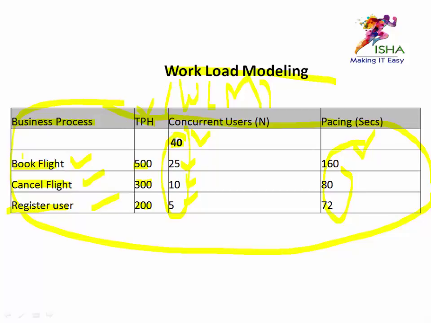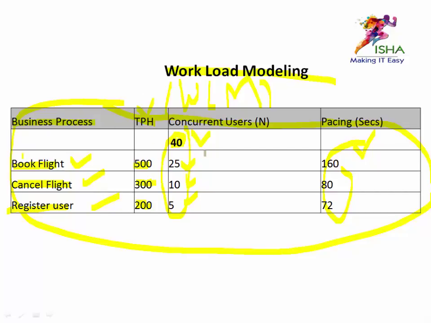Okay, this 40 is typically given by your client as part of the NFR, and TPH is typically also given by your client as part of the NFR. Then you break it down and calculate the pacing. That is the activity of workload modeling. That's not something I cover as part of this video. Definitely I'll cover it in the course because it's a huge subject. It will take a lot of time, at least a couple of hours maybe.